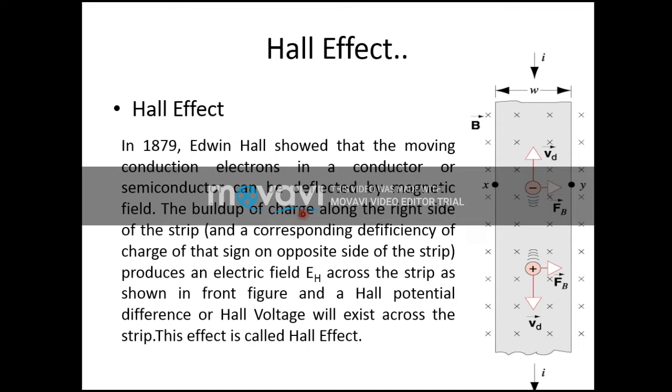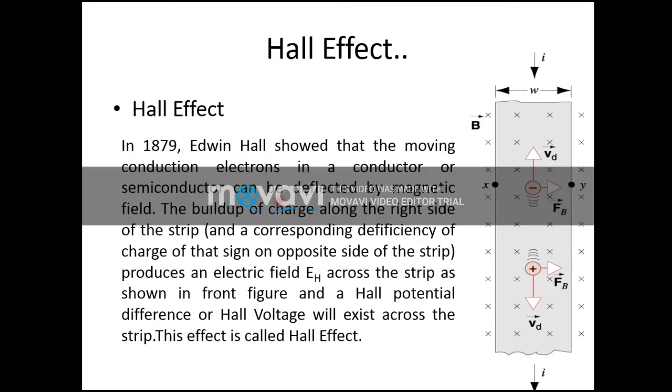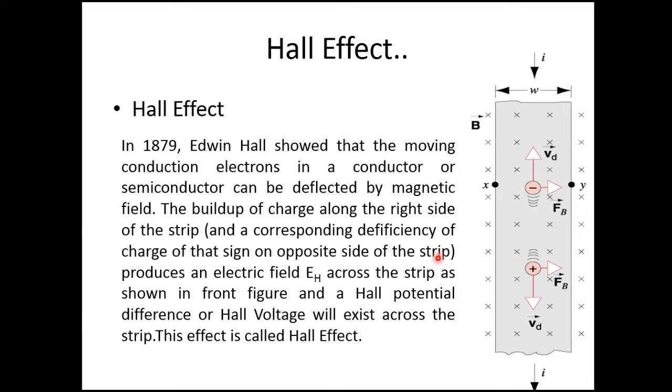This effect was discovered in the year of 1879 by Edwin Hall. He showed that the moving conduction electrons in a conductor or semiconductor can be deflected by a magnetic field. The buildup of charge along the right side of the strip and a corresponding deficiency of charge of that sign on the opposite side of the strip.